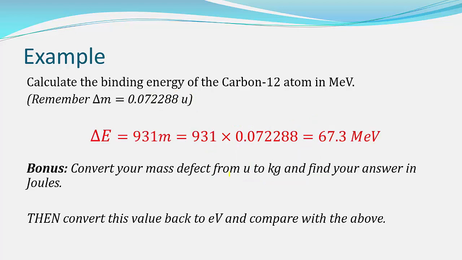As a bonus question, can you instead convert your mass defect from atomic mass units to kilograms and then put it into the other equation to get your answer in joules? And then if you're super clever, what I want you to do is convert that number in joules back to mega electron volts using the idea that 1 electron volt is equal to 1.6 times 10 to the negative 19 joules.